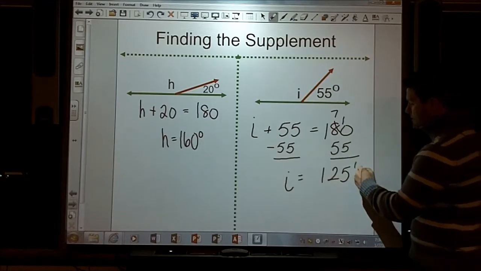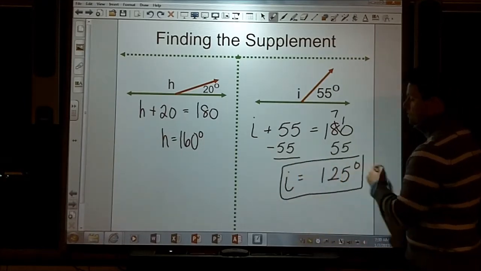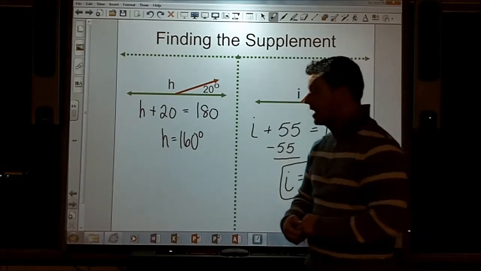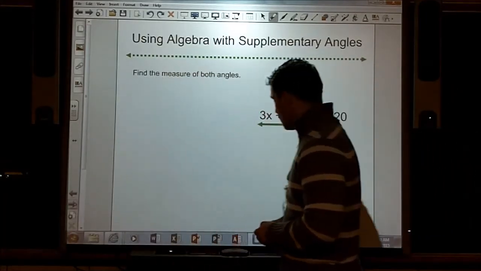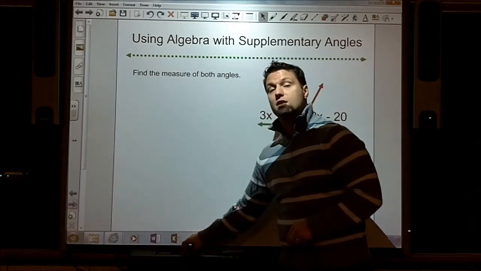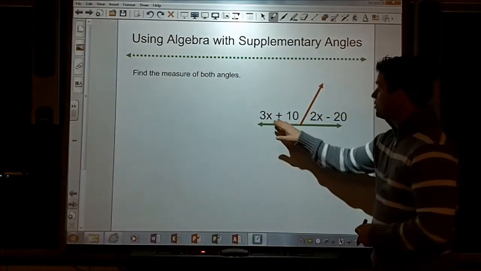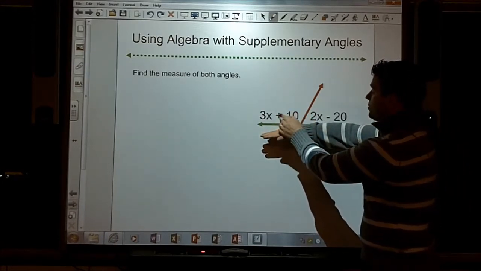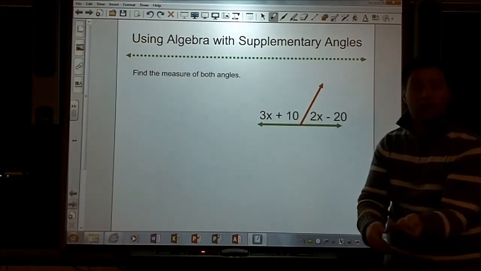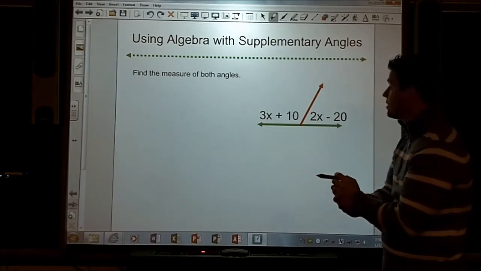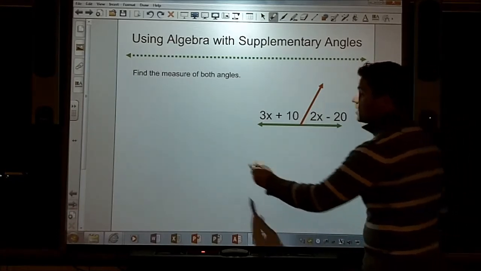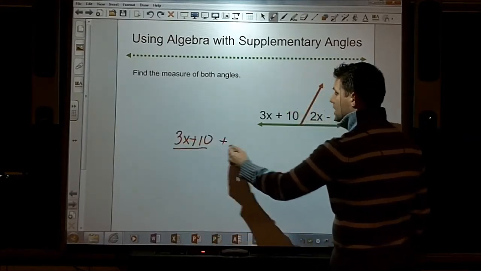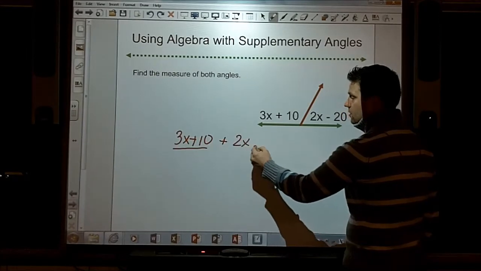I is equal to 125 degrees, finding the supplement. And just like using algebra with complementary, we can use algebra with supplementary. Okay? So two angles here. The picture is a straight angle, obtuse angle, acute, some of the vocab that we've had from our earlier lesson, right? And I'm going to make an equation, 3x plus 10, the big angle, plus the smaller angle.